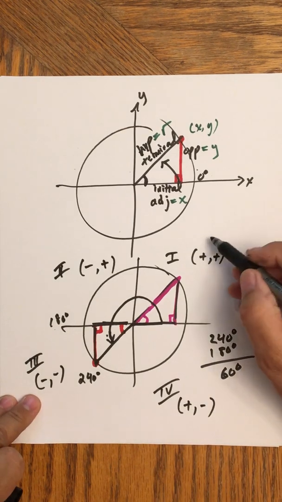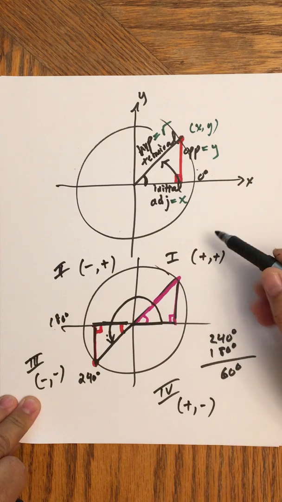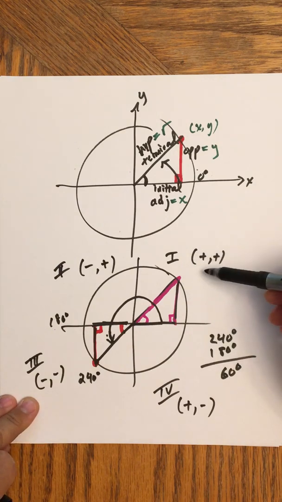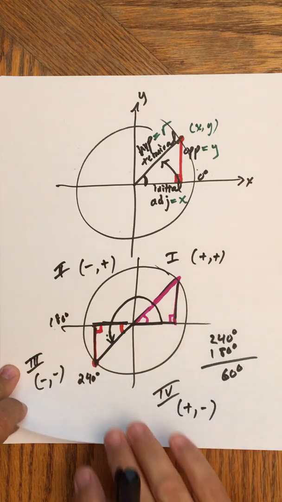And then all I have to know is, oh yeah, if I'm talking about y, I'm talking about sine. If I'm talking about x, I'm talking about cosine. And if I'm talking about tangent, just take the ratio y over x. So I don't really try to memorize anything. I just try to understand it, okay?